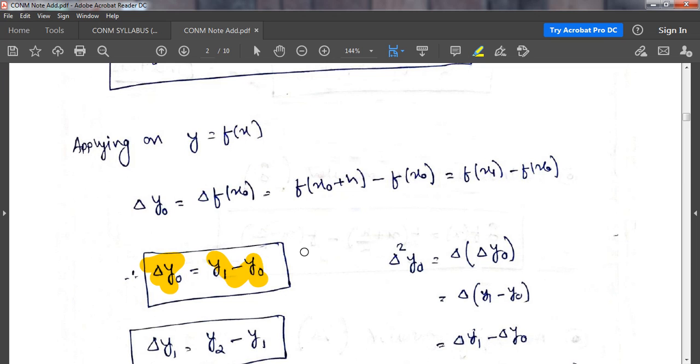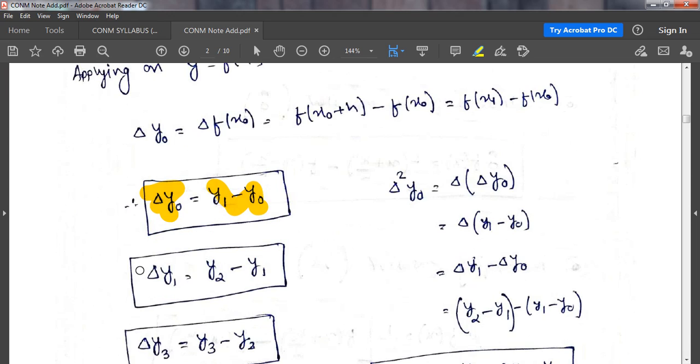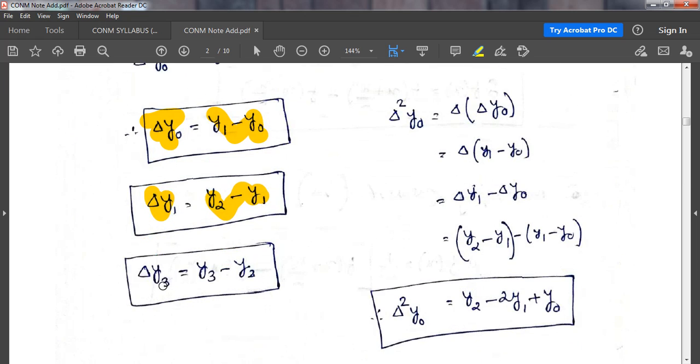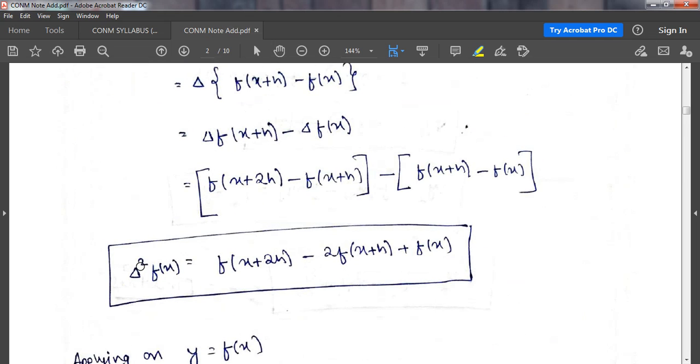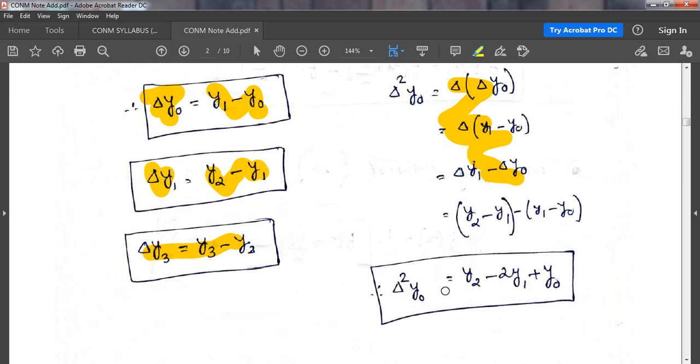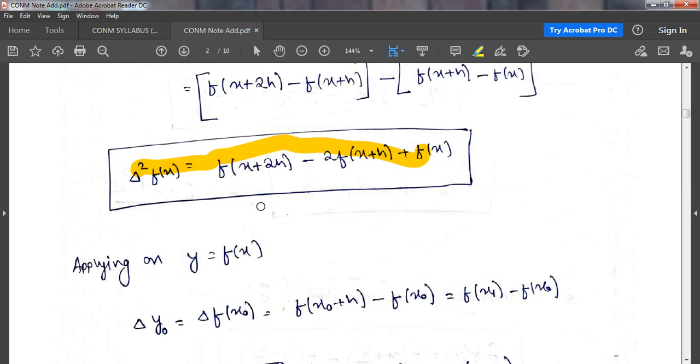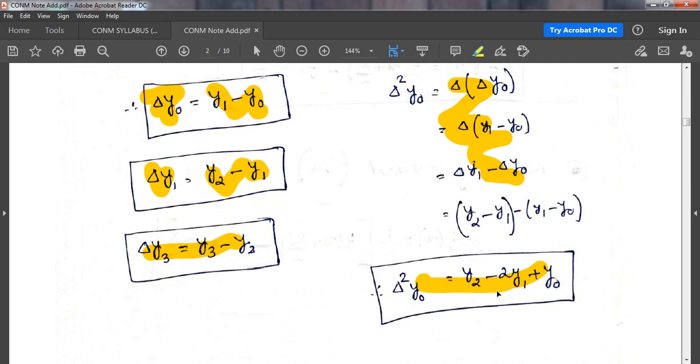You will get a clearer picture when you use numericals. Don't worry about that. Similarly, del of y1 is equal to y2 minus y1. Del of y2 is equal to y3 minus y2. If I apply del square, you can see how we have done it. We get the same thing. So these are the same thing only. The representation is different. Over here it is in terms of f of x, over here it is in terms of y.